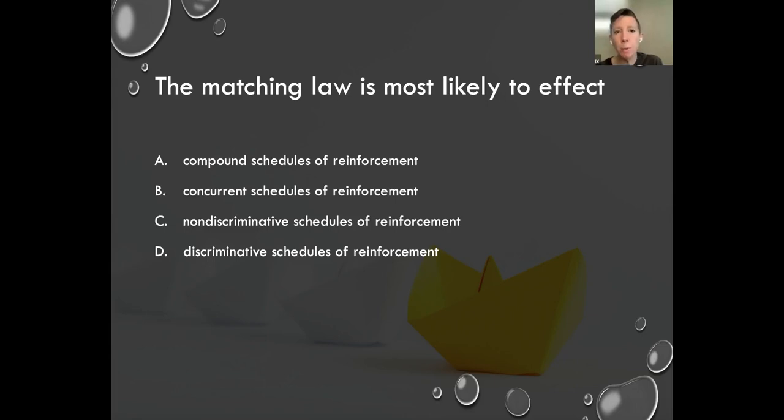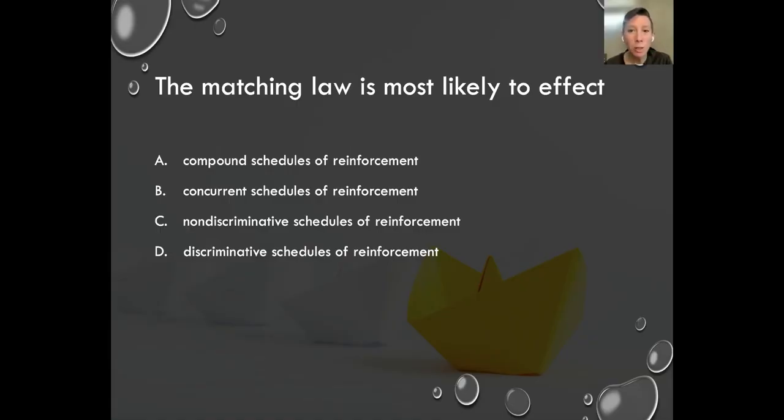So the matching law is most likely to affect A, compound schedules of reinforcement, B, concurrent schedules of reinforcement, C, non discriminative schedules of reinforcement, or D, discriminative schedules of reinforcement. B, concurrent schedules of reinforcement is the right answer.